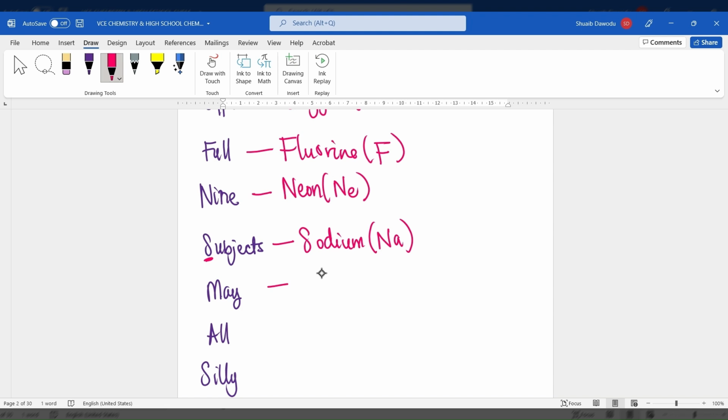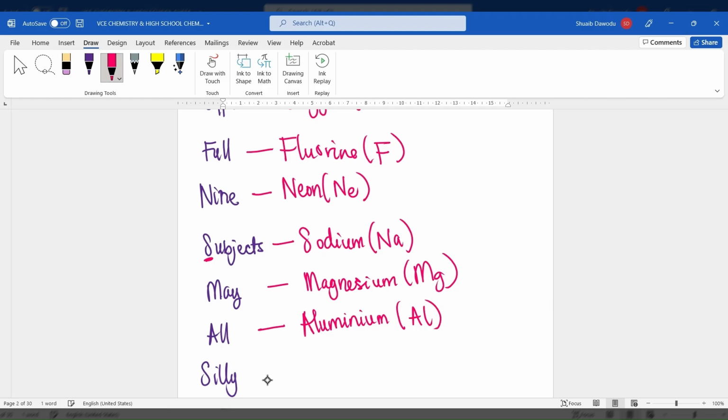We have May, which is simply magnesium, which has the symbol Mg. You have all, which is simply aluminium, which has the symbol Al. You have silly, which is simply silicon. And you can see that for some of them, the letter after the first letter matches, but don't depend on that. I'll advise you to actually memorize it so you have more confidence. And the silicon has the symbol Si.